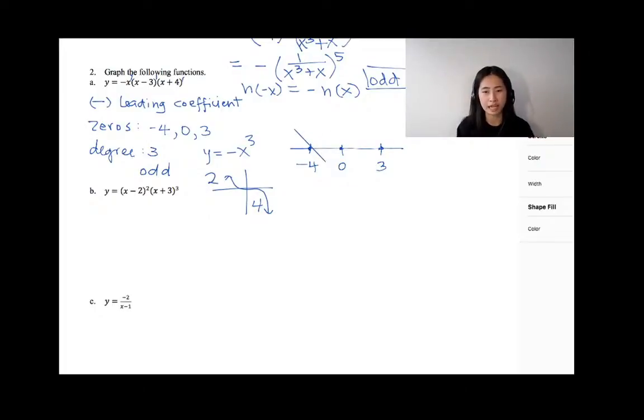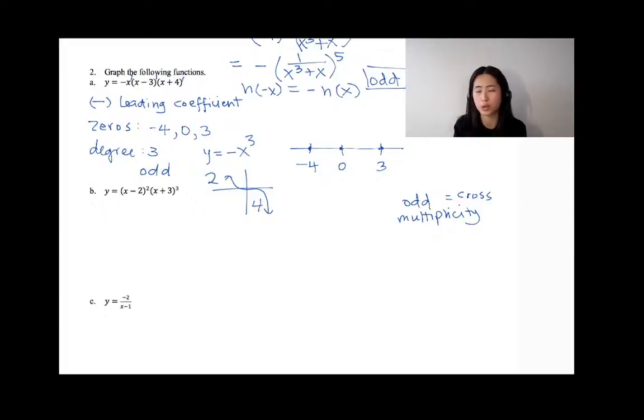Okay, so here's the thing. If you have an odd exponent or odd multiplicity, you cross. Maybe we can just write that here. So odd multiplicity means anytime you have an odd number for the multiplicity, say for example 1, 3, 5, 7, all of your odd numbers, you're going to cross your x-axis. And if it's an even multiplicity, you're going to bounce, right? So you're only touching, you're not crossing. Let me just abbreviate that: cross, and then bounce.